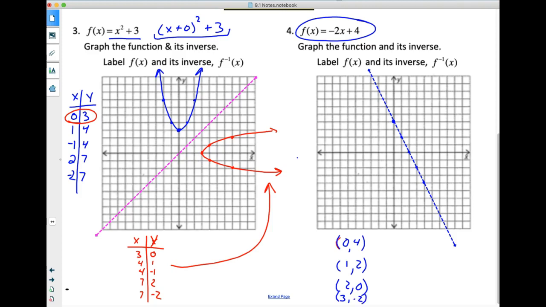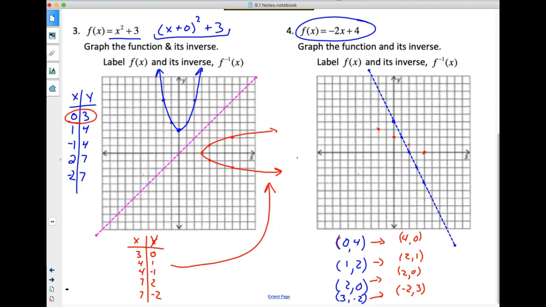3, -2. Well, if I wanted to graph the inverse of that, I'm going to graph 4, 0. I'm going to graph 2, 1, 2, 0. I'm just going to invert or flip these points. So I'm going to say 1, 2, 3, 4, 0. And I'm going to say 2, 1. And I'm going to say 2, 0. And I'm going to say -2, 3.